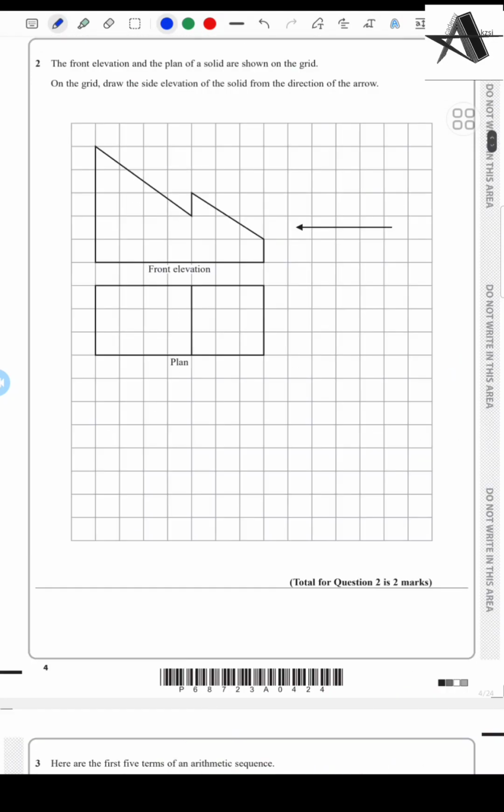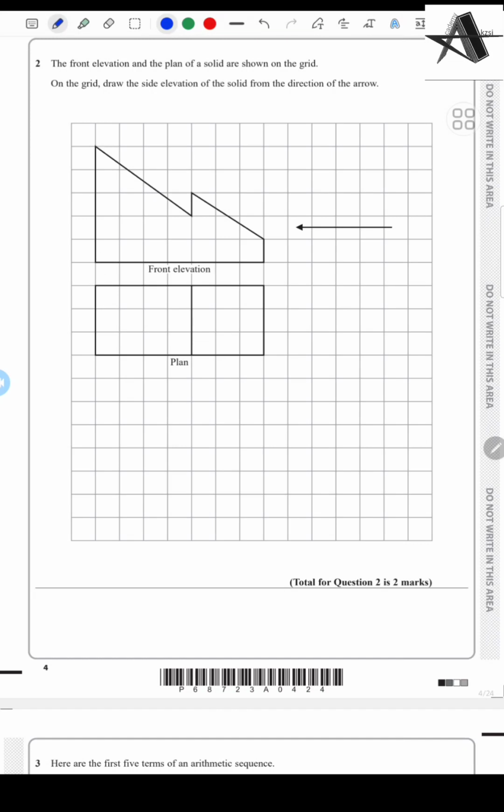Question 2 says the front elevation and the plan of a solid are shown on the grid. On the grid, draw the side elevation of the solid from the direction of the arrow. This is the front elevation. This is the plan, and we have to draw the side elevation. If the top looks like this and the front looks like this, what will the side be?